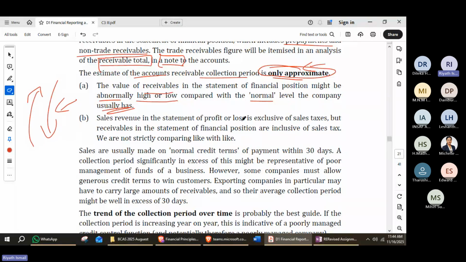Sales revenue in the statement of profit or loss is exclusive of sales taxes, but receivables in the statement of financial position are inclusive of sales tax. You have to exclude VAT from sales, but the customer receivable includes VAT. We are not strictly comparing like with like, so there is no rule of thumb to exclude or include the taxes.